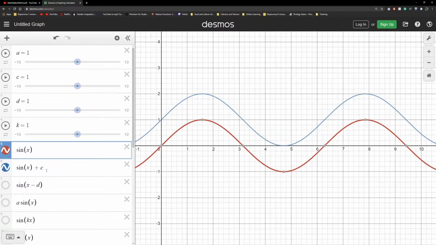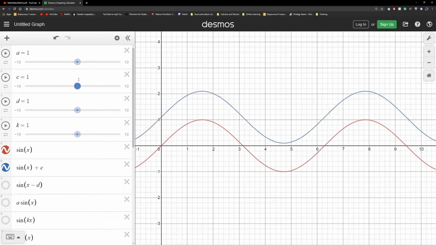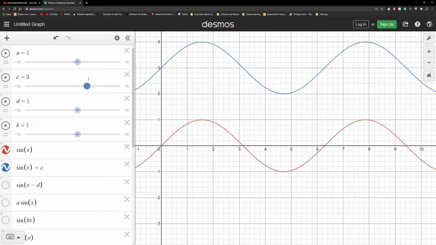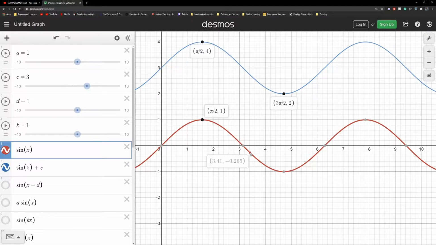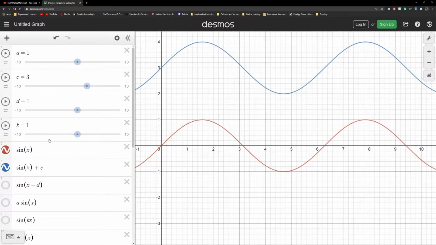So let's look at what sine of x plus c does. Here we could change the value of c, and as you could see, for example, let's put it at 3, we have moved everything up by 3. So we had 1, now it's up at 4, so 1 plus 3 is equal to 4, that's correct. Negative 1 plus 3 is 2, so that's good. Let's choose a random point. 3.2 is 2.942, so at 3.2 over here, we should have something of the same value, minus 3, which is correct. So as you can see, that's how that works.